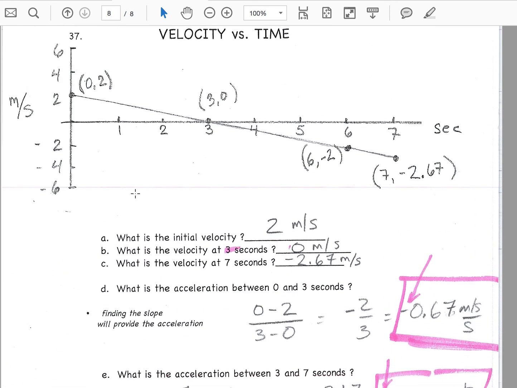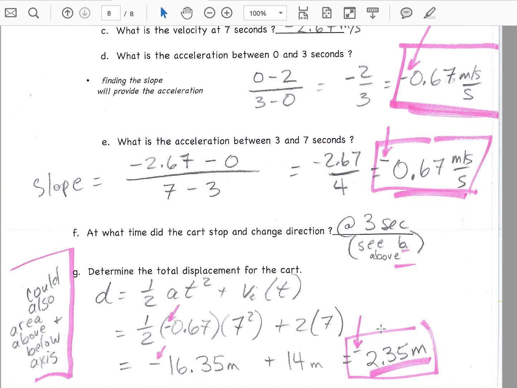Now some students will draw triangles. But remember, the rule is the area shortcut is for the area between the line and the x-axis. This would be considered like a positive area or positive displacement. And this triangle here below would be considered a negative area or a negative displacement. So you could find the area of both of those triangles. One would be negative and one would be positive, but you still would arrive at that same answer.